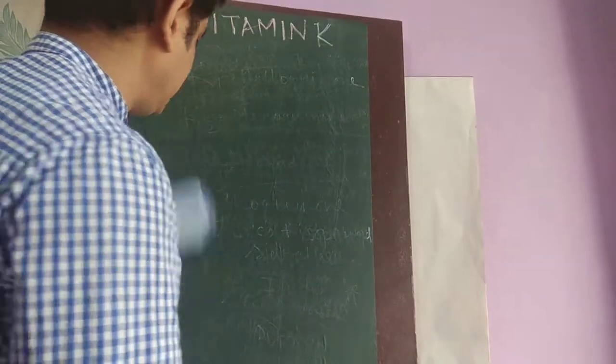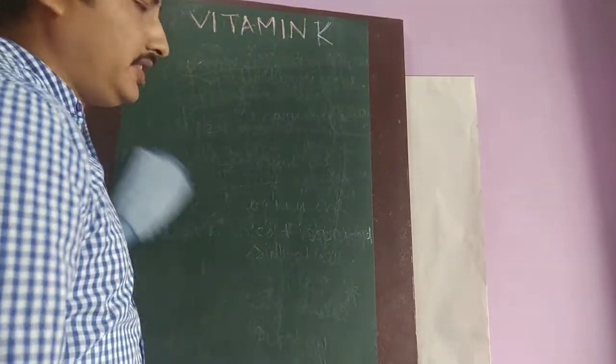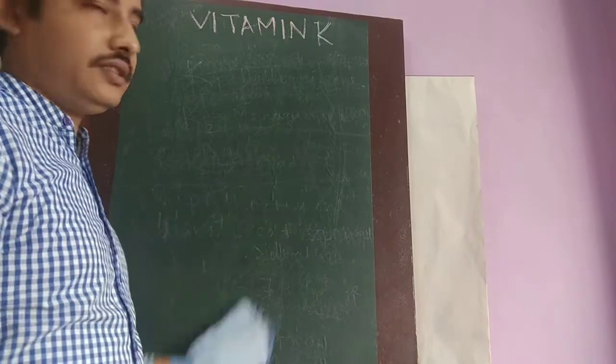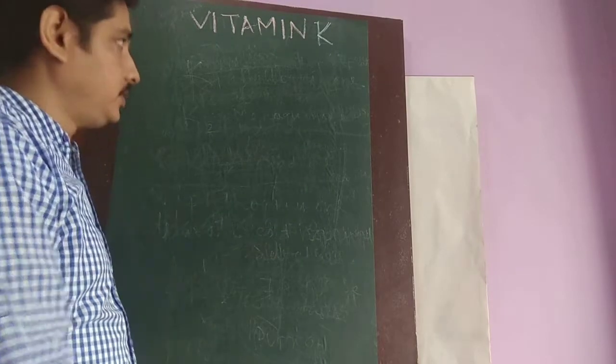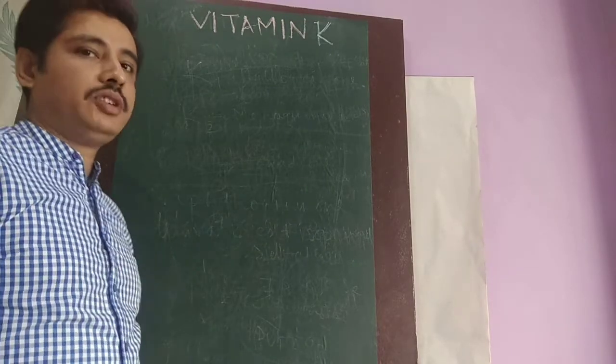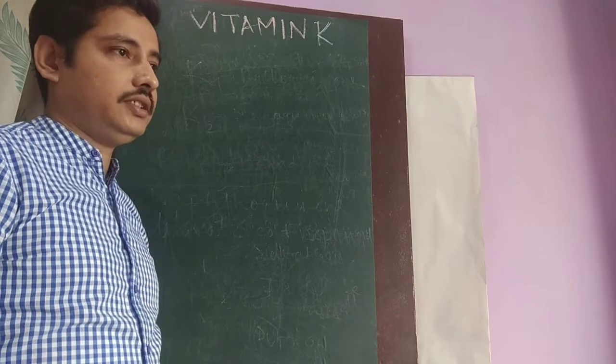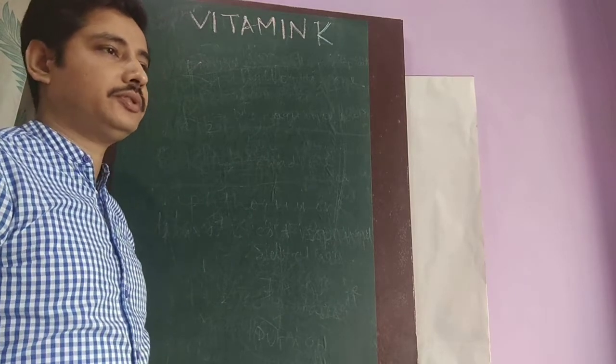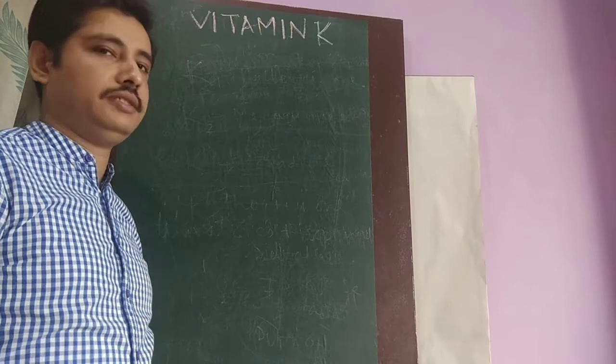Now, absorption of vitamin K. We take vitamin K in the diet, and it is also produced by intestinal bacteria. Then it is absorbed along with fats with the help of bile salts. It is stored in the liver. It is transported as LDL and VLDL. So it is similar to vitamin E.